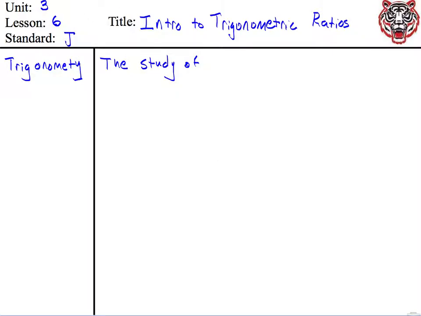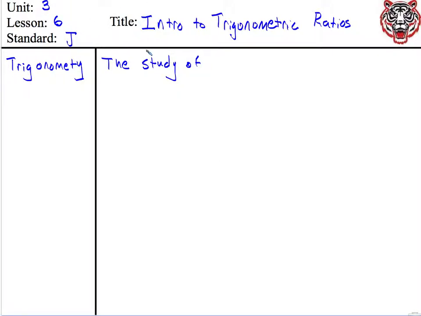All right, this is going to be Geometry Lesson 3-6. We are talking about trigonometric ratios. So what is trigonometry? Trigonometric is the adjective of trigonometry. And this is the study of lengths and triangles.